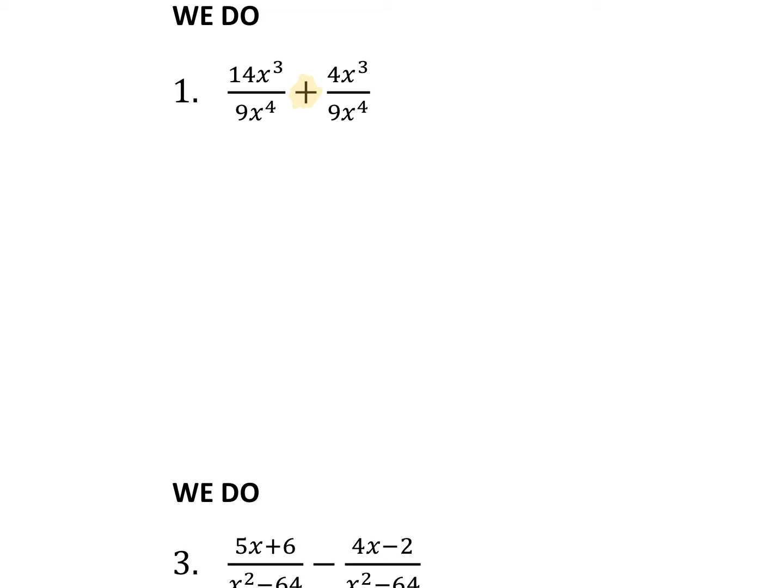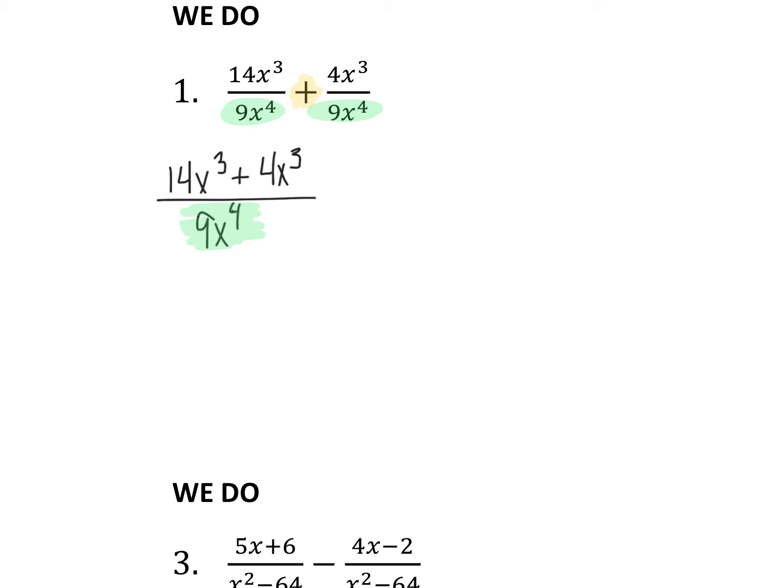The second thing I notice is that I have denominators that are the same. This makes my life super easy when they are the same, okay? When my denominator is the same, I can write this all as one fraction. So I'm going to write this as 14x to the third, then plus 4x to the third, all over, and I only have to write my denominator once. So I'm going to put 9x to the fourth. Make sure that your denominator is the same denominator that you highlighted before.